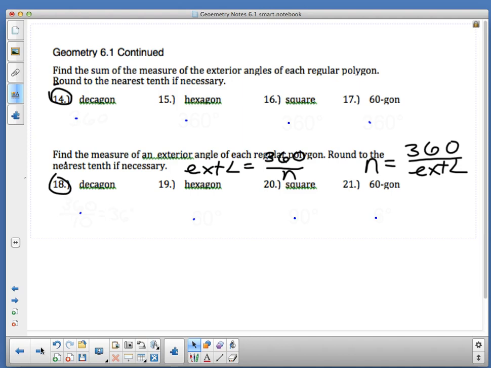Okay, we just found out that there's a limit to how big exterior angles have to be. Exterior angles will sum to the same value all the way through. And what is that value? 360. So in a decagon, they're 360. In a hexagon, they're 360. In a square, it's 360. In a 60-gon, it is 360, crazy. Well, that's all the same all the way across.